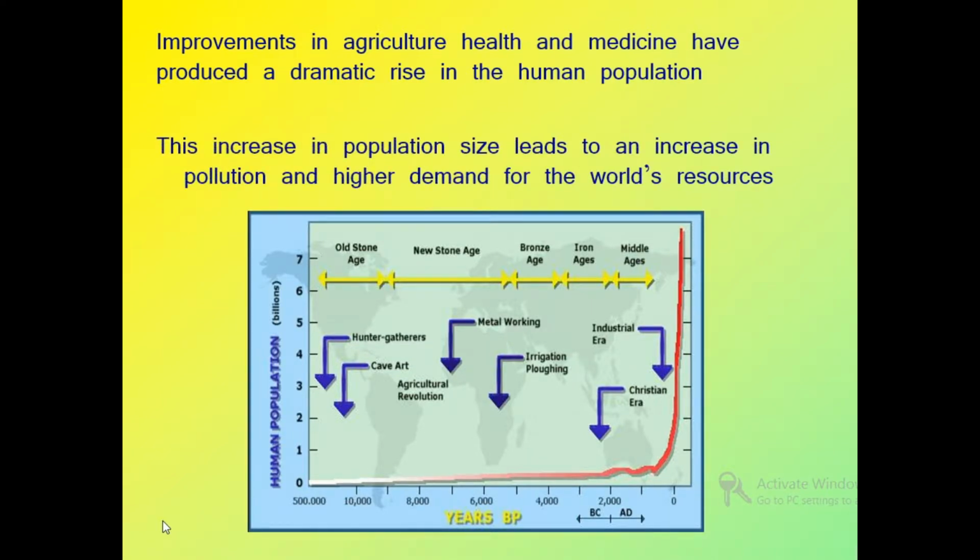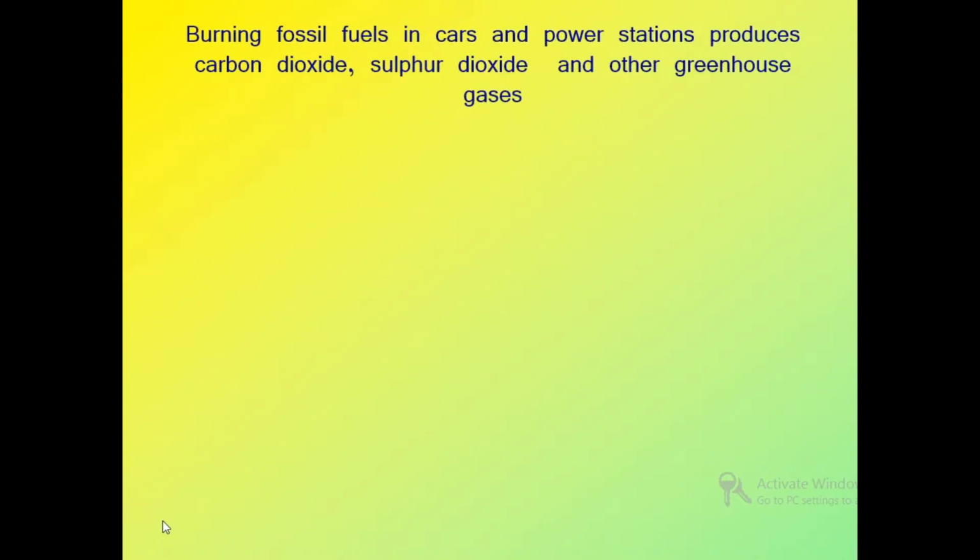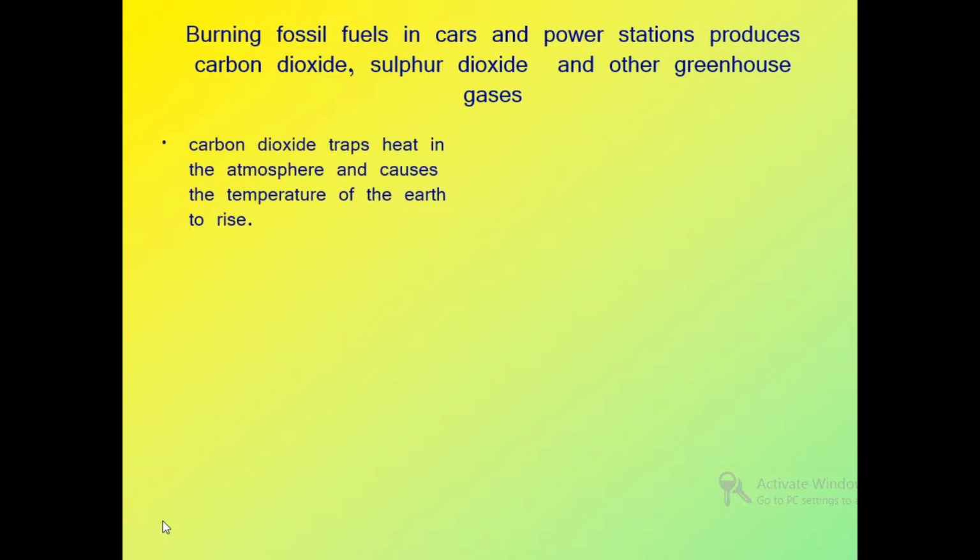This increase in the population leads to an increase in pollution and higher demand for the world's resources for human consumption. Humans are using up the earth's resources including fossil fuels, forests, minerals and others. Burning fossil fuels in cars and power stations produces carbon dioxide, sulfur dioxide and other greenhouse gases, which leads to air pollution. Carbon dioxide traps heat in the atmosphere and causes the temperature of the earth to rise.